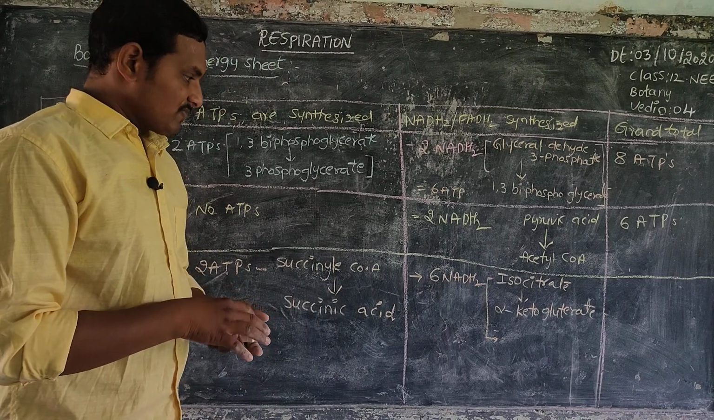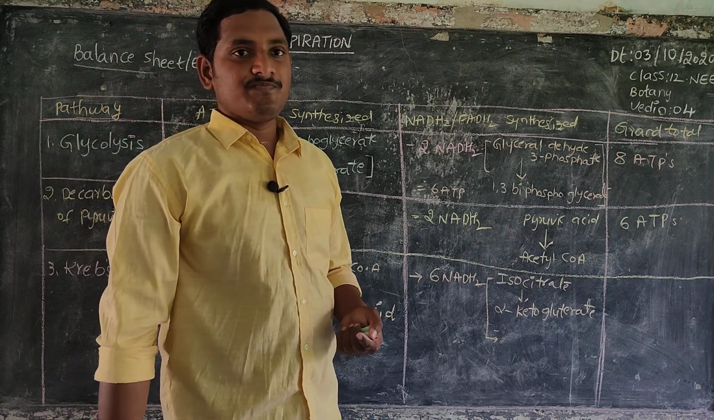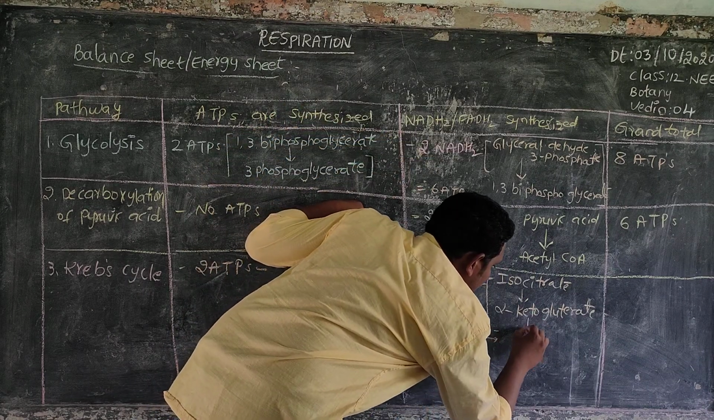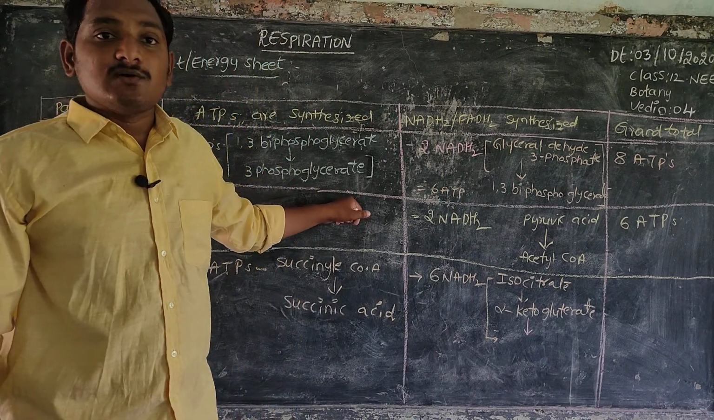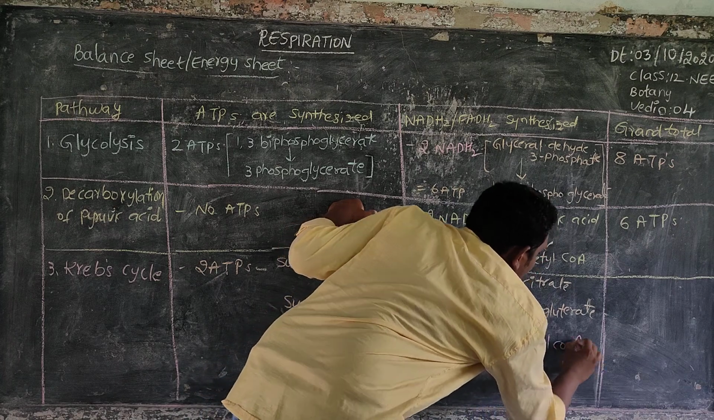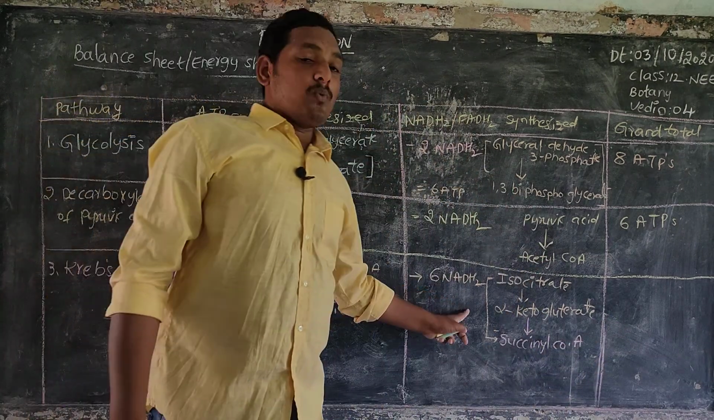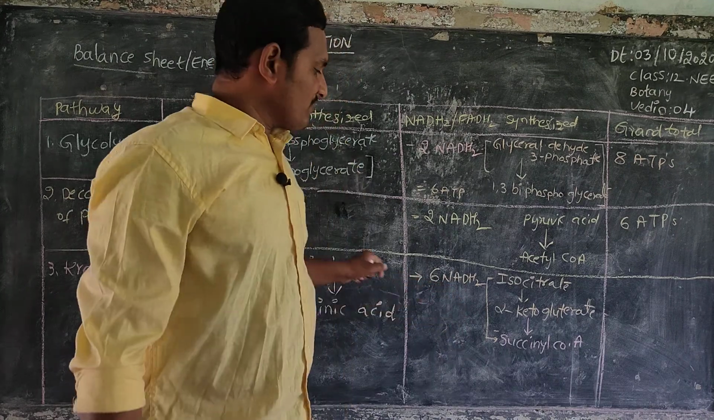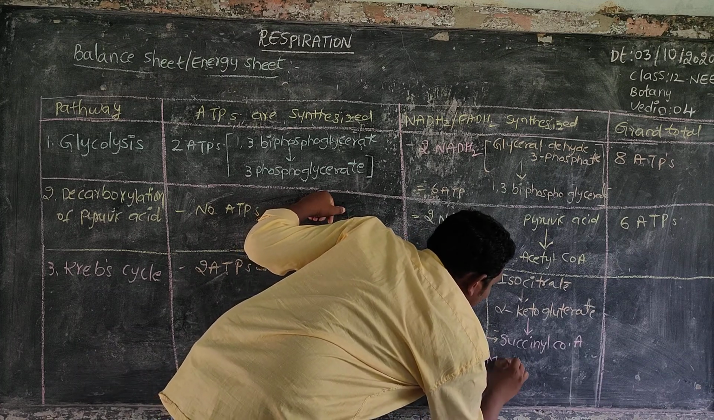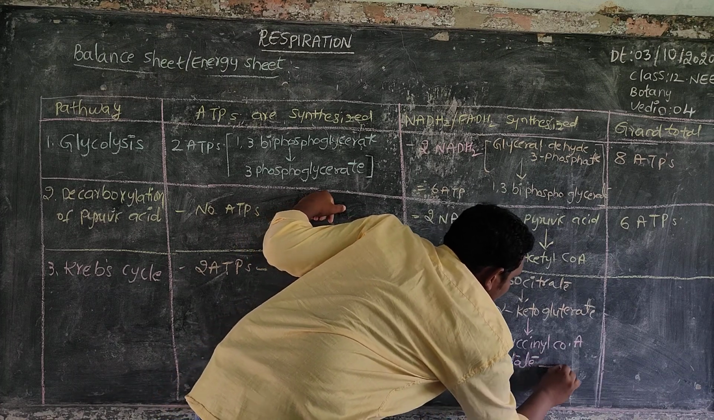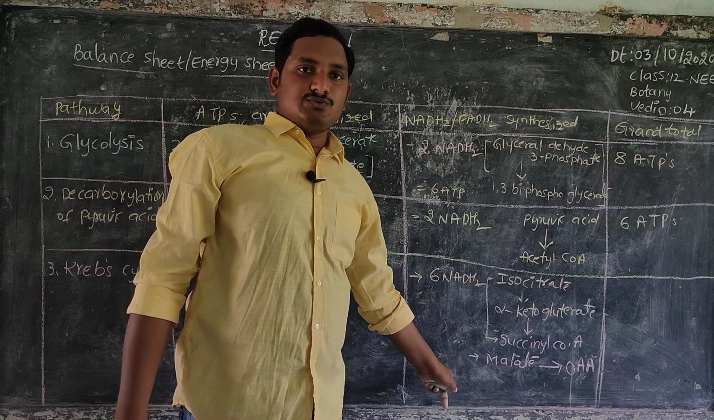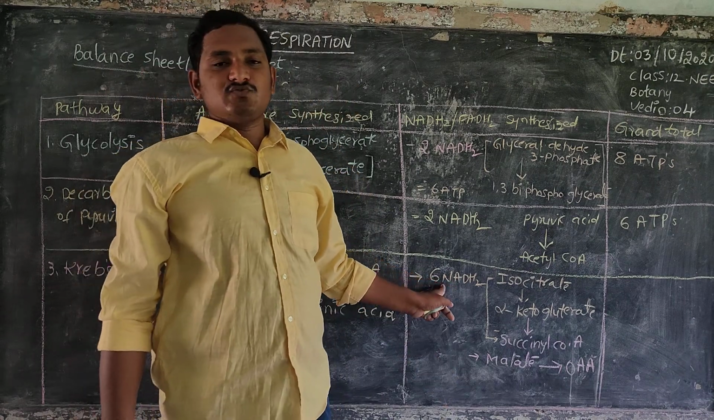The next place, out of 6 NADH2s, alpha ketoglutarate changes into succinyl coenzyme A. Here we are getting one more NADH2. Third place, malate changes into oxaloacetic acid. Here we are getting NADH2. So 6 NADH2s we are getting in 3 places.